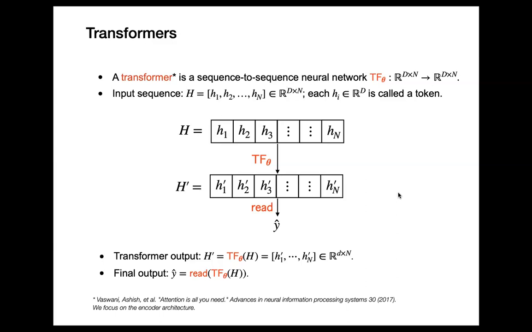It's a sequence-to-sequence neural network where the input sequence we denote as H, which is H1 to H capital N, where capital N is the length of the sequence. Each H_i is called a token. Each token is a D-dimensional vector, where capital D is called the embedding dimension of the token. In practice, the input of the transformer is words, but you can think of these words as having an embedding in Euclidean space by doing some word2vec kind of transformation. So you can think of the input of this transformer as just Euclidean objects.